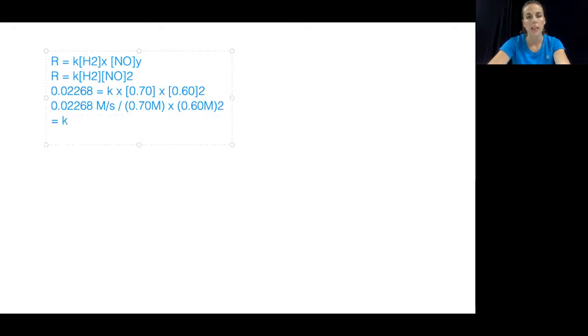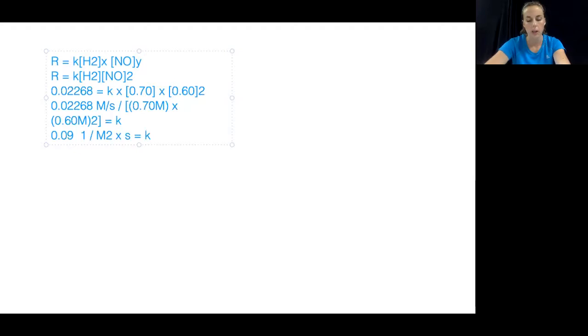Once we plug that in the calculator, don't forget to put your whole denominator in parentheses. Let's just go ahead and do that. Hopefully that will be helpful to you. Okay, so we want this number divided by this whole thing, 0.7 times 0.6 squared. Once we do that, we're going to get 0.09. And if you'll notice here, I have 1 molarity in the numerator, so that's going to cancel with this one. And then I'm going to be left with seconds in the denominator and molarity squared in the denominator. So my unit is 1 over molarity squared times seconds.